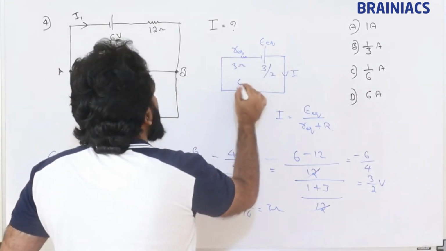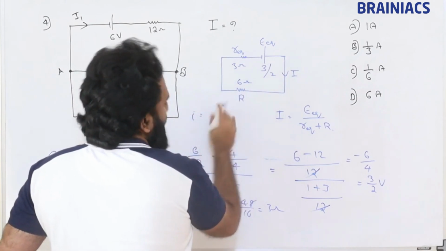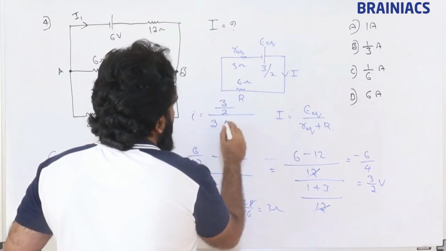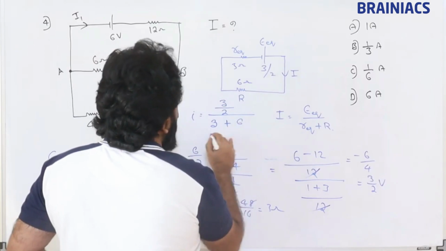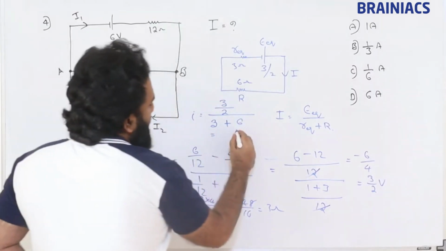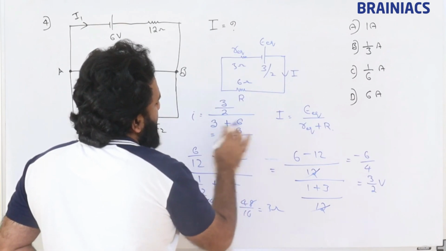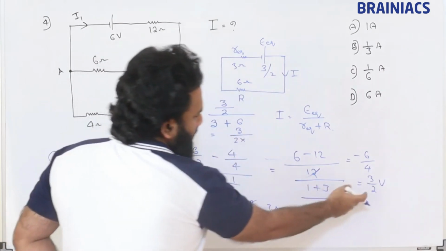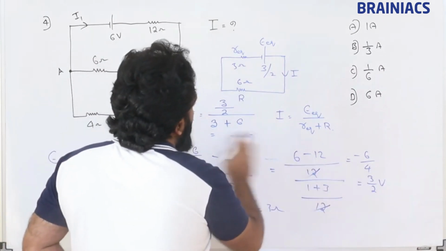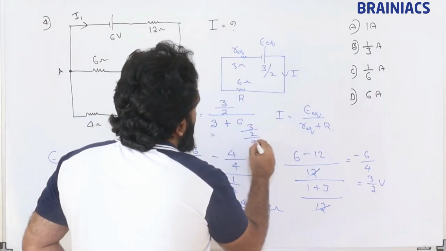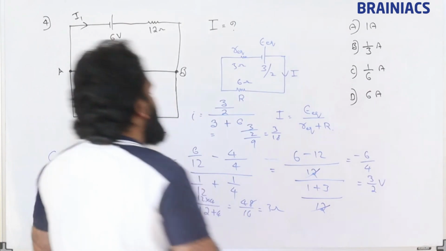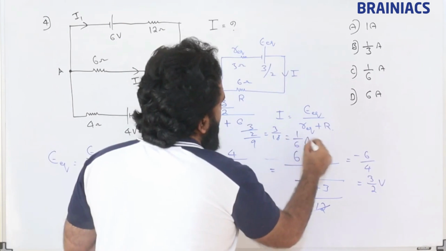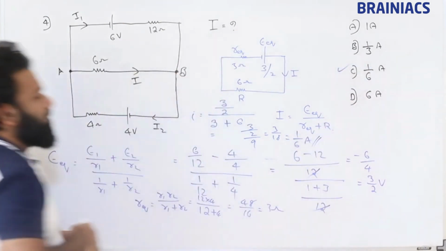The 6 ohm is already given in the question. So I is equal to how much? 3 by 2 divided by R equivalent, which is 3, plus 6. So 3 by 2 divided by 9. This is going to be 3 by 18. Okay, so we have 1 by 6 ampere. So C is the correct answer.